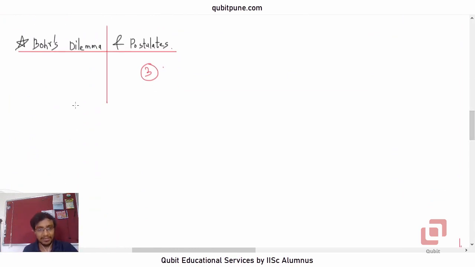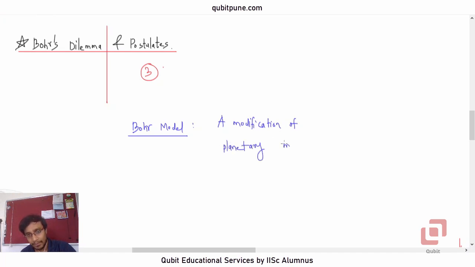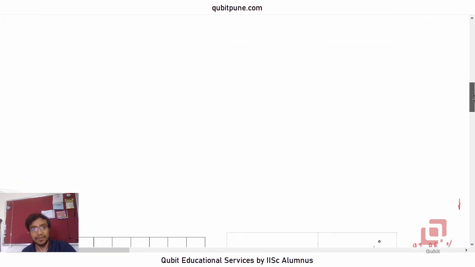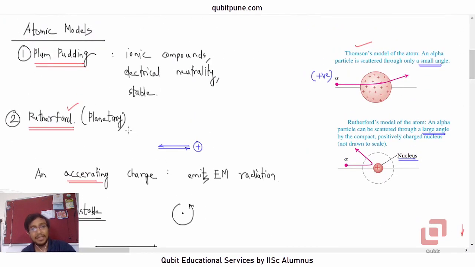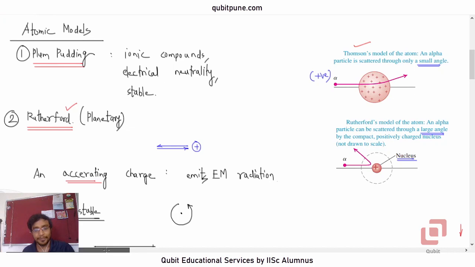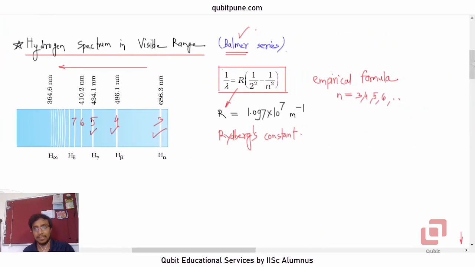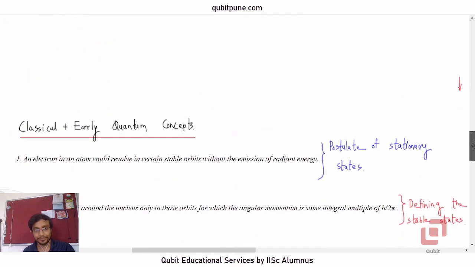Let me again highlight this, that Bohr's model is essentially a modification of the planetary model. Please remember that. So he kept the basic structure the same, the nucleus and the electrons revolving, and this is contrary to the jump from the plum pudding model to the planetary model. In the plum pudding model, the positive charge is spread everywhere, but in the planetary model it is not, and Bohr kept that same idea in his postulates.